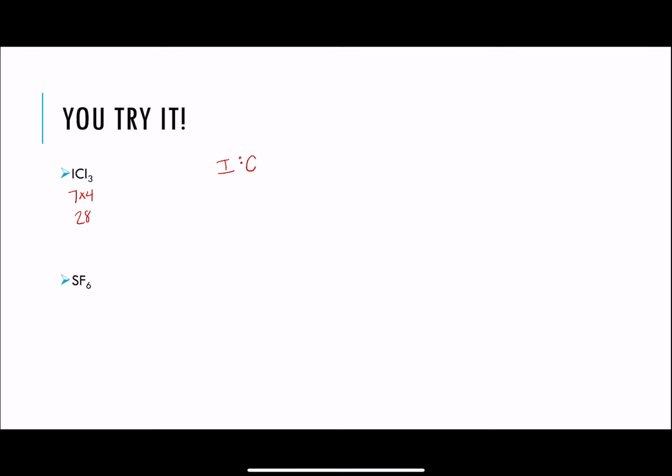Okay, so let's put our I there. Put our chlorines all the way around. Okay, so what we have now, we have 8 plus 8 is 16, plus 8 more is 24, 25, 26. And that's going to complete the octet for everything. Everybody's got a full octet here. But we have to get 28 valence electrons. So what we're actually going to do is squeeze 2 more electrons onto iodine. It's going to have extra electrons. So this is an expanded octet, okay?